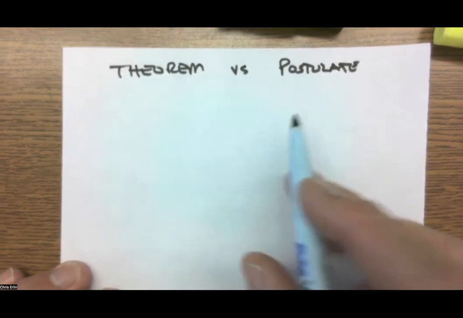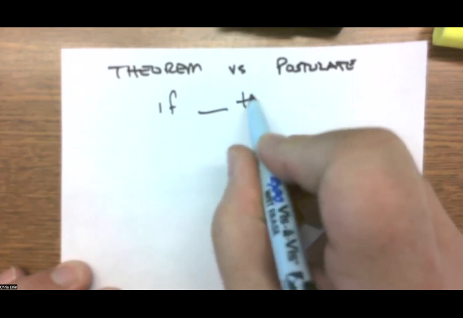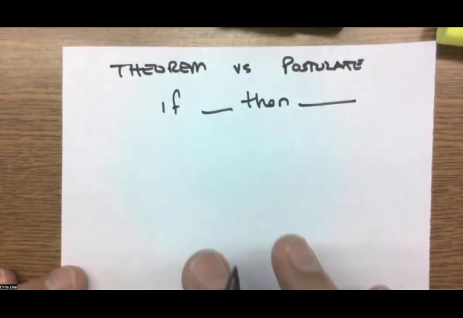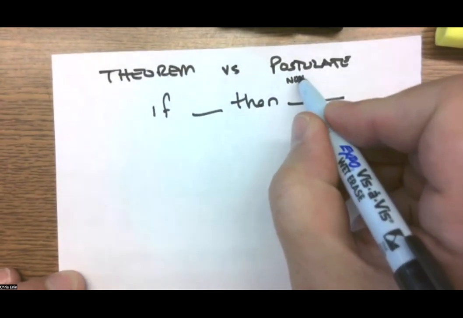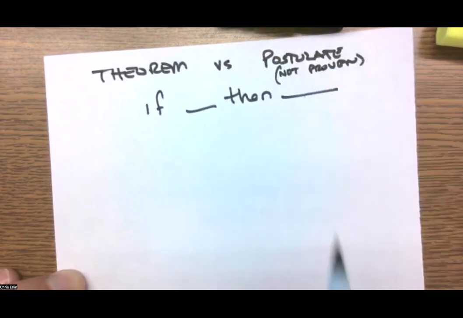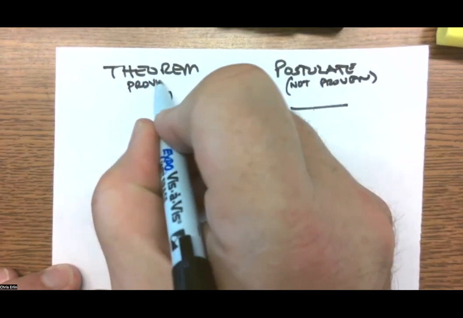Both of these are rules that are going to guide our geometry, and we're going to write them as an if-then statement. That's why we learned about if-then statements. Postulates are rules that are not proven. We're just going to accept them without proof. Whereas theorems are proven. So they're stronger.